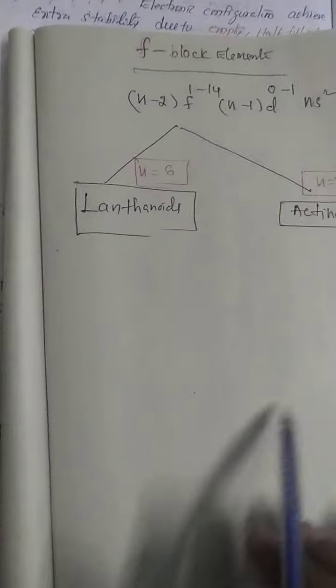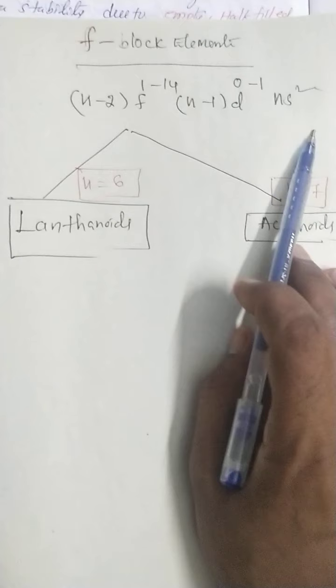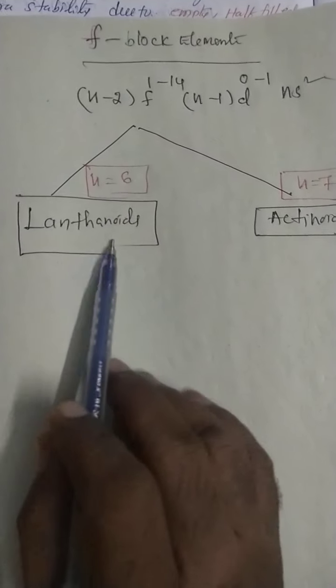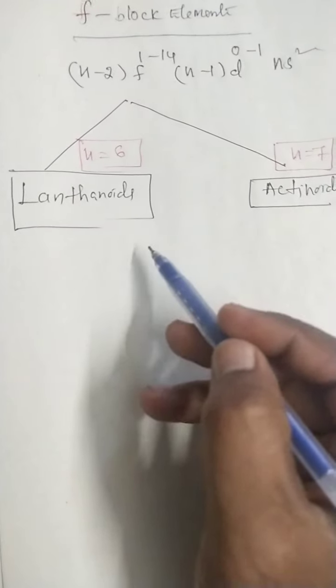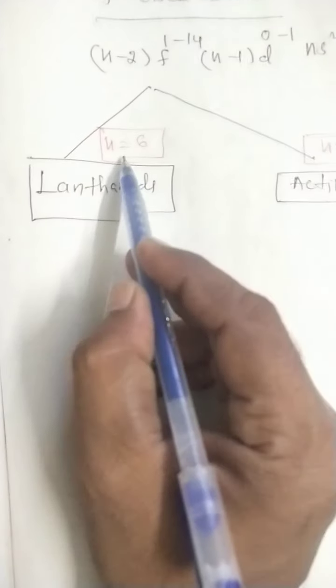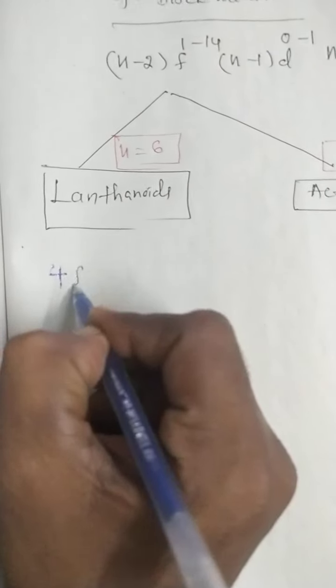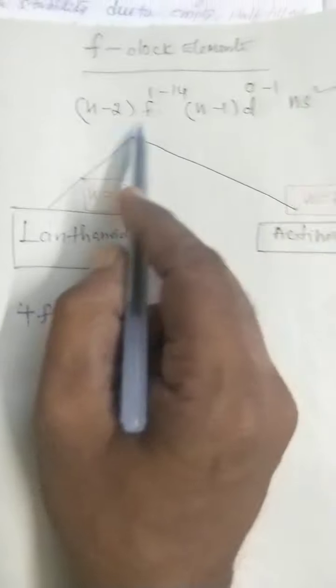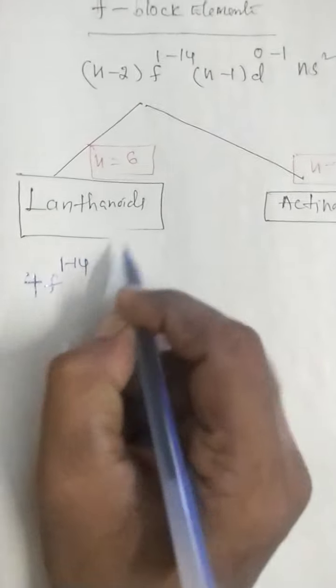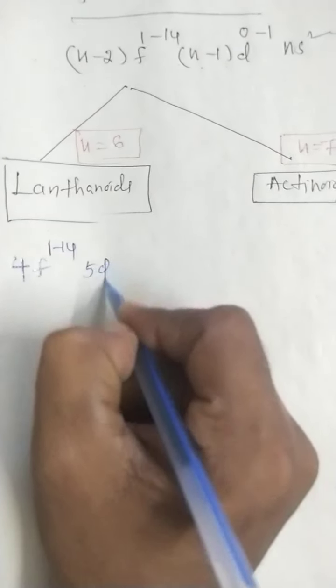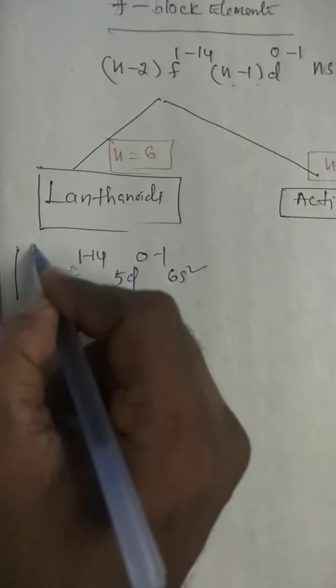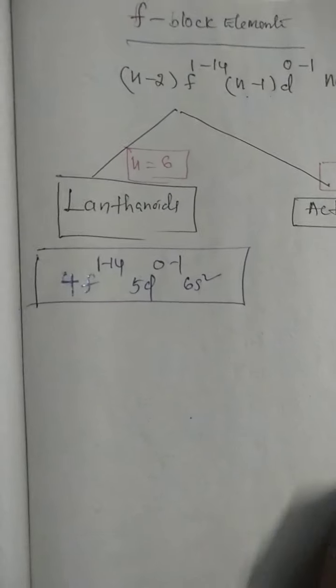So this is the general electronic configuration of the F block element. Now, only for lanthanides, what is the electronic configuration? We will substitute the n value in the above equation. For lanthanides, n is substituted: 6 minus 2, 4f 1 to 14, 6 minus 1, 5d 0 to 1, and 6s2. So this is the lanthanides general electronic configuration.